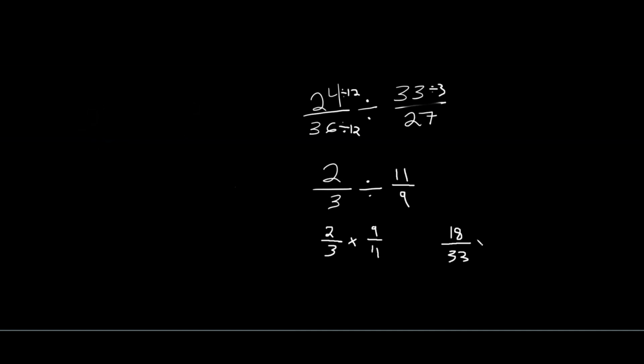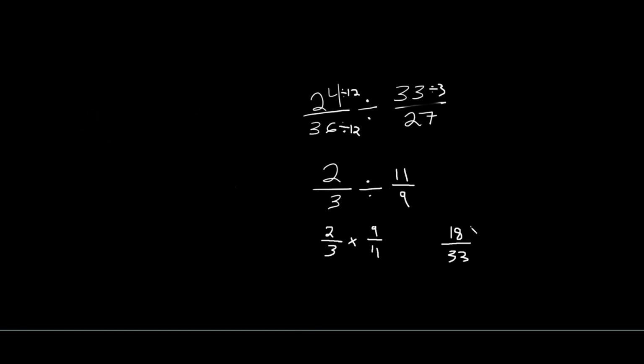33. And then we need to look for factors that 18 and 33 share so that we can simplify it even farther. So 18 is divisible by 1, itself, 9 and 2, and 3 and 6. And 33 is divisible by 1, itself, and then 3 and 11. So both of these are divisible by 3.